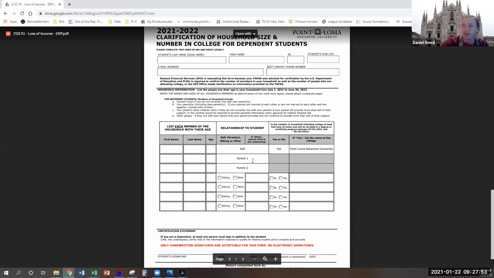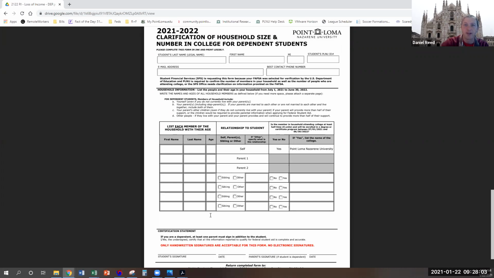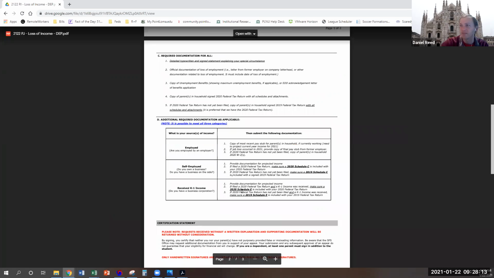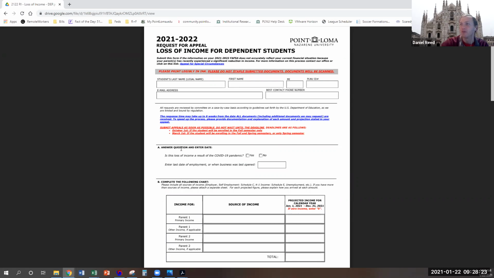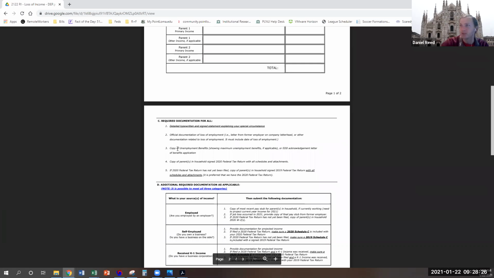So the independent version of even the clarification of household size form asks for a spouse if applicable, rather than asking for parent 1, parent 2, or spouse. So trying to simplify the form itself so that it will be easier for the family to complete. And as we have on all of our forms now, is this COVID related, as there may be some additional options that we have for them if that is the case.